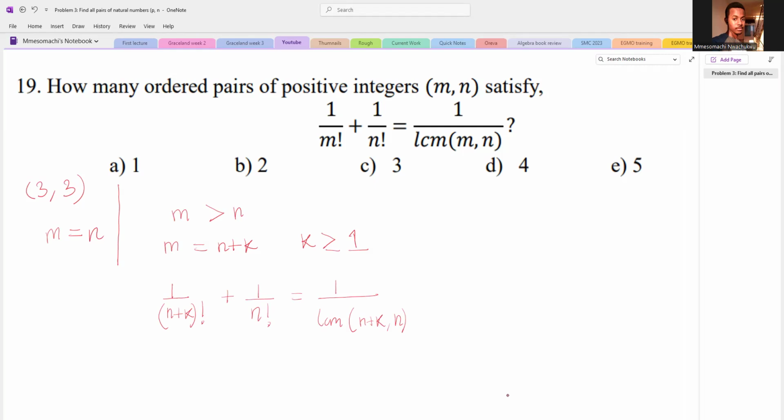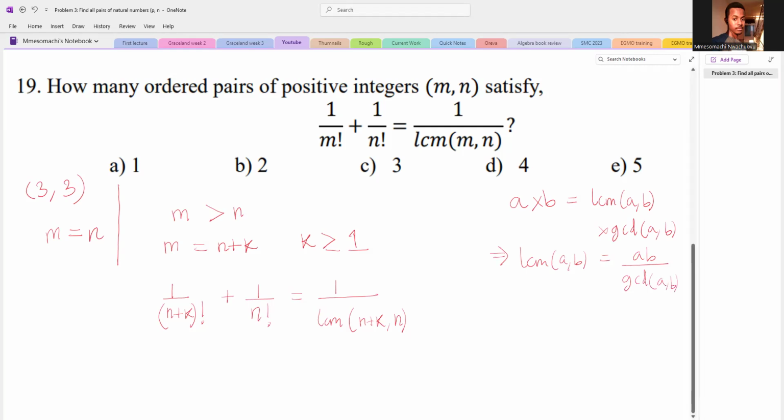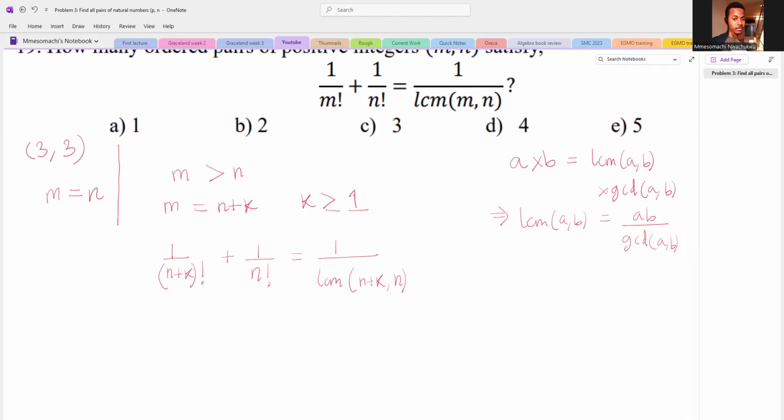But before we do that, something I want to state is, if you have a times b, a times b is equal to the LCM of a and b times the GCD of a and b. So in that regard, we can say that the LCM of a and b is equal to ab over the GCD of a and b. So we're going to be applying this identity here. This is a well-known identity.